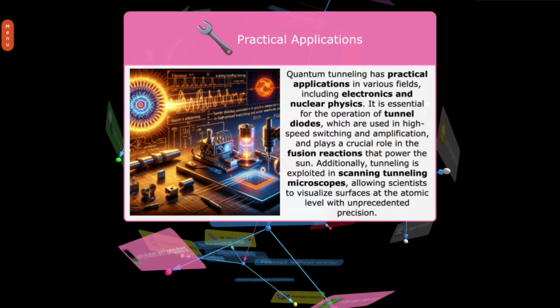Quantum tunneling has practical applications in various fields, including electronics and nuclear physics. It is essential for the operation of tunnel diodes, which are used in high-speed switching and amplification, and plays a crucial role in the fusion reactions that power the sun. Additionally, tunneling is exploited in scanning tunneling microscopes, allowing scientists to visualize surfaces at the atomic level with unprecedented precision.